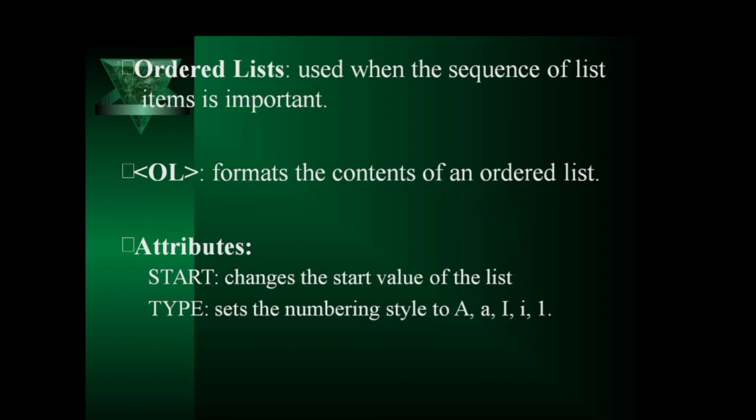So what is the ordered list now? It uses a sequence of list items in which order is important. Okay. Means if we want to show our data in a sequential manner, then we will use the ordered list. The OL tag contains the items of an ordered list. Okay. Here the attributes of that ordered list are start and type.